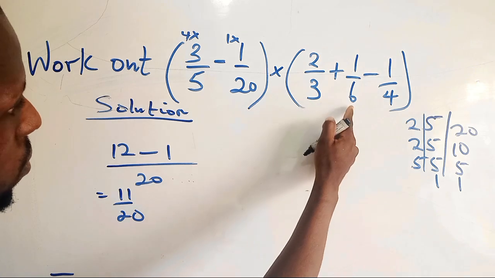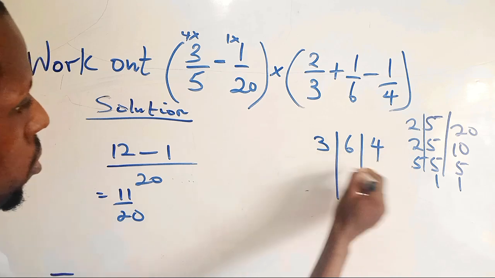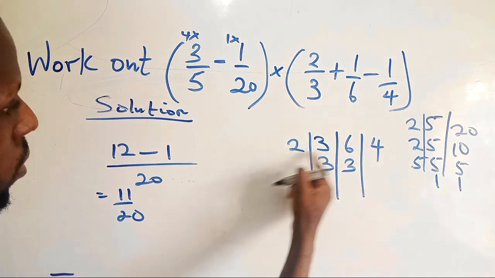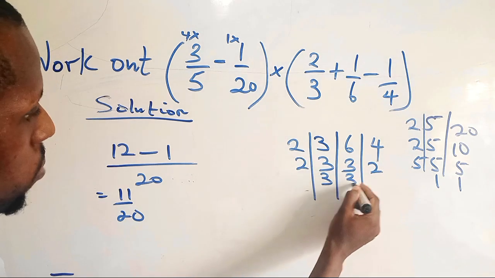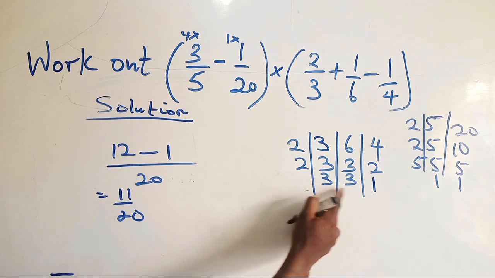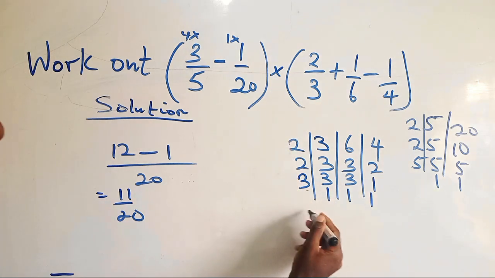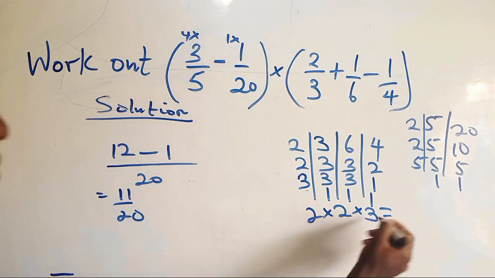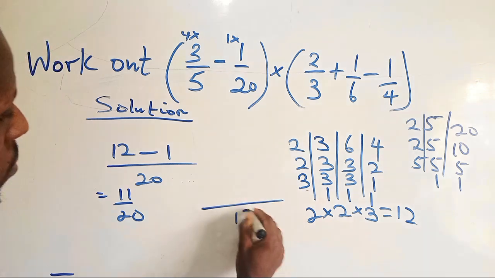The LCM of 3, 6, and 4: we have 3, we have 6, we have 4. We can start with 2. Here 3, 2 into 6 is 3, 2 into 4 is 2, so we can still use 2. Here we have 3, it's not possible, so we repeat it back. 2 into 2 is 1, so the next prime number I can use is 3. So here we have 1, 1, 1. When you multiply this together, we have 2 times 2 times 3. 2 times 2 is 4, 4 times 3 is 12, so the LCM of this is 12.